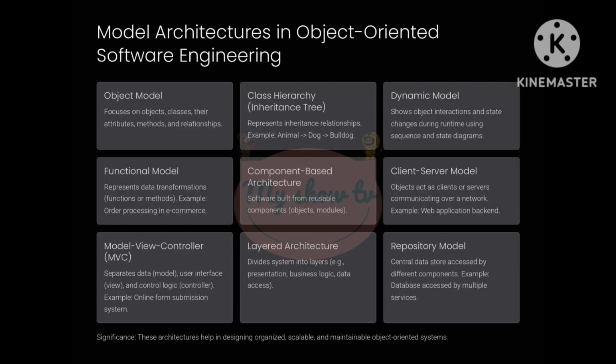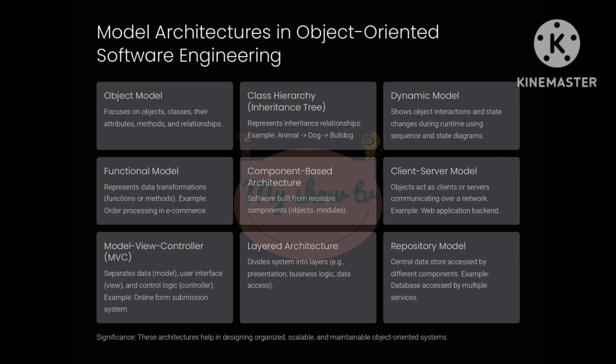Slide 5. Model architectures in object-oriented software engineering. Let's now understand various architectures used to model object-oriented systems. 1. Object model focuses on identifying objects, their attributes, methods, and relationships. Example: an online store has product, customer, order. 2. Class hierarchy shows inheritance relationships like animal > dog > bulldog. Helps visualize reuse and extension.